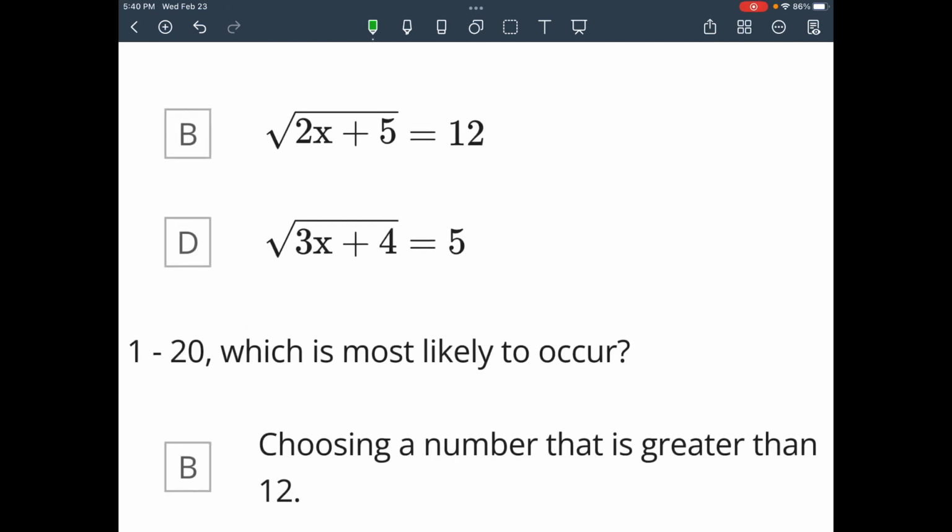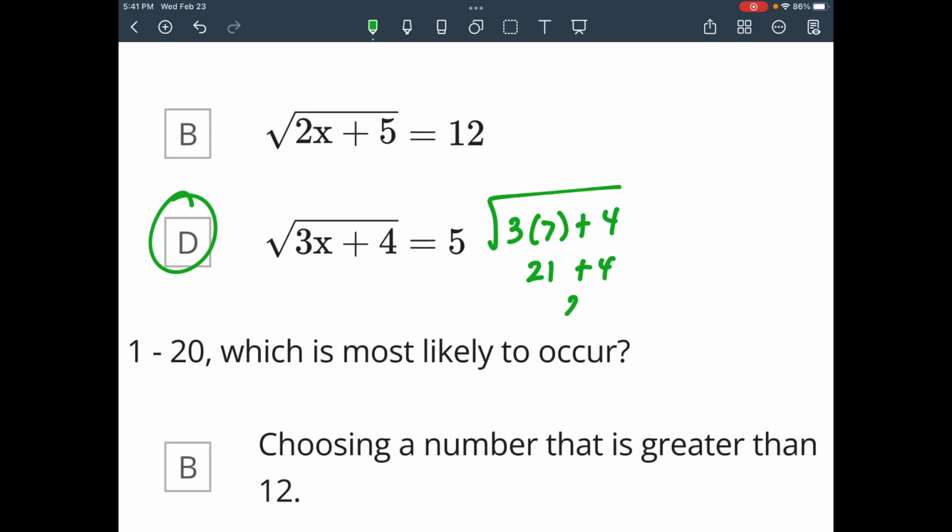Again, it works right here. Because 3 times 7 plus 4, take the square root of that. Well, 7 times 3 is 21. And 21 plus 4 is 25. And the square root of 25 is 5. So that one makes sense. That works.